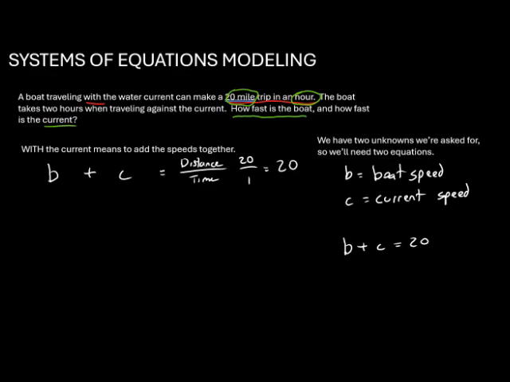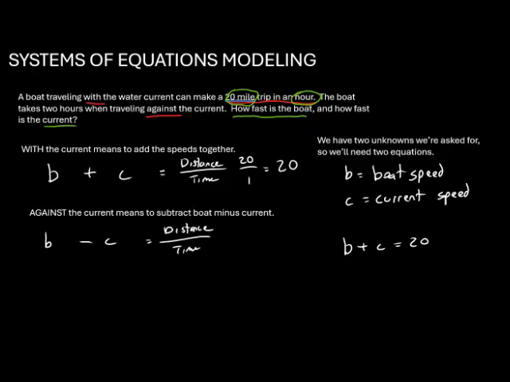The next sentence in the question tells us that the boat takes 2 hours when traveling against the current. When we are traveling against the current, we take the boat speed minus the current speed. For this equation, we'll take B minus C is equal to distance over time. In this case, our distance is still 20 miles because we're still traveling the same distance. However, the time when we are traveling against the current is 2 hours rather than 1 hour. So we'll take 20 over 2, and this will give us 10, meaning B minus C is equal to 10.